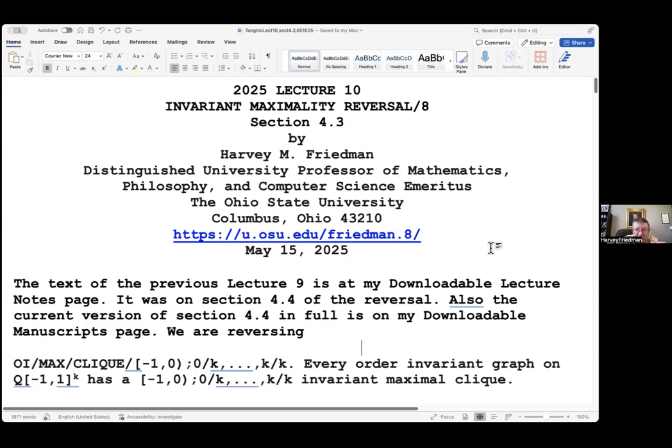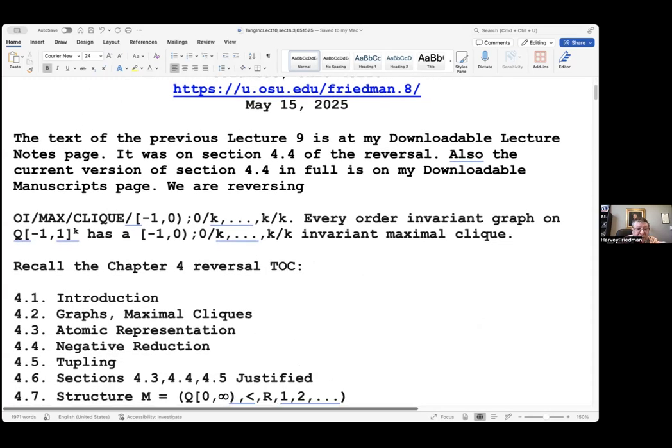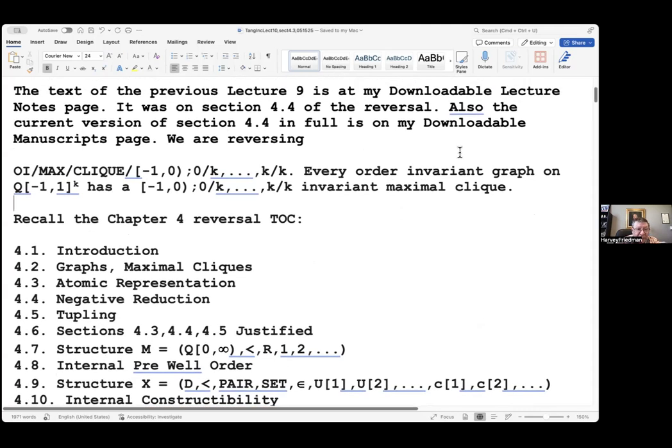And I orient ourselves in the beginning a bit here. So we are reversing this statement, which is unchanged. OI means order invariant. Order invariant maximality, clique, and this is the name of the function that the invariance is for. Every order invariant graph has a blah invariant maximal clique.